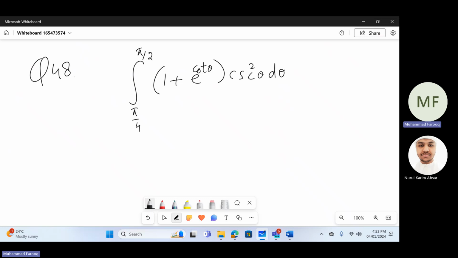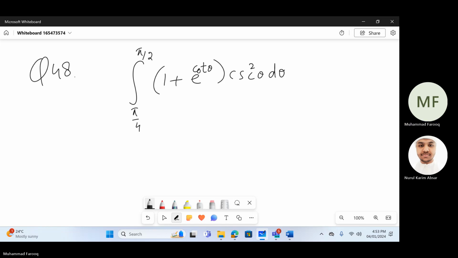What do you think? How do we integrate this? Can we use u substitution? Okay, if I take substitution, what do I take as u? Brackets 1 plus e to the power of cotangent theta as u? Then what's the derivative of your substitution? e to the power of cotangent theta times cosecant squared. But you only have cosecant square. There's no e to the power in the question.